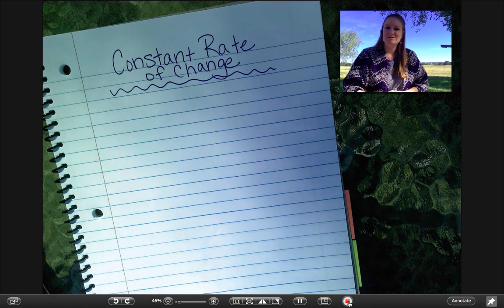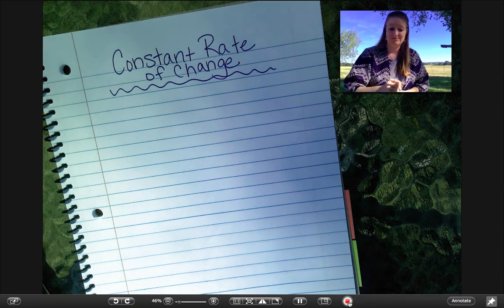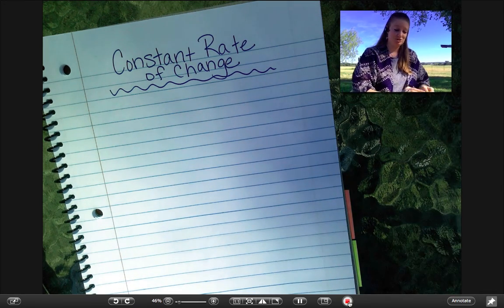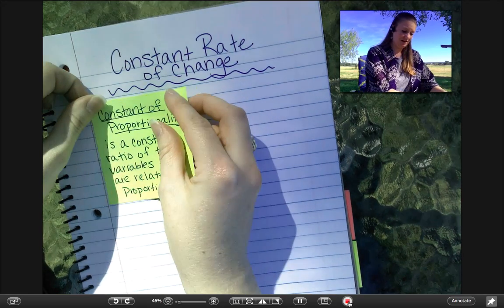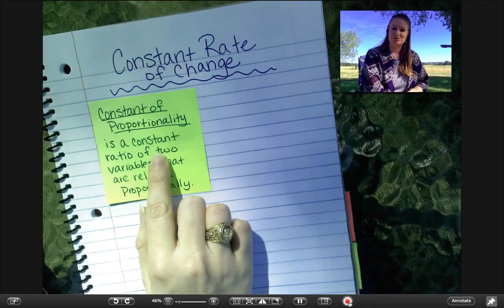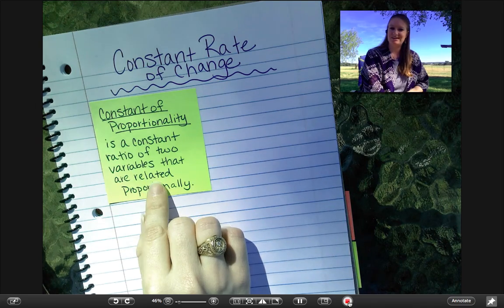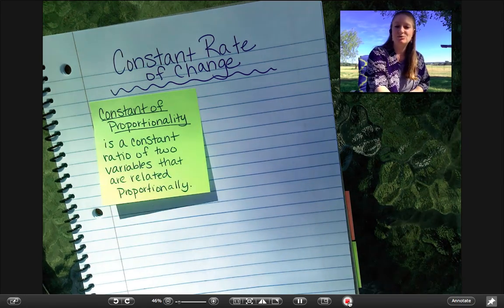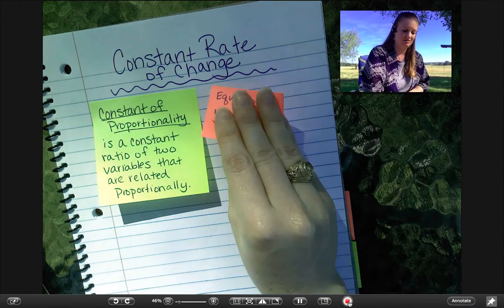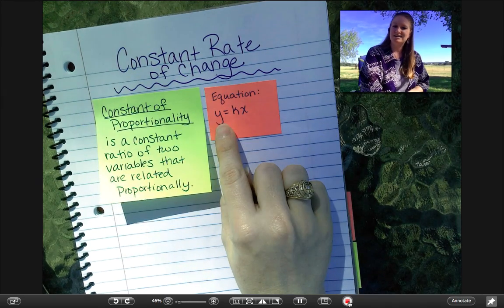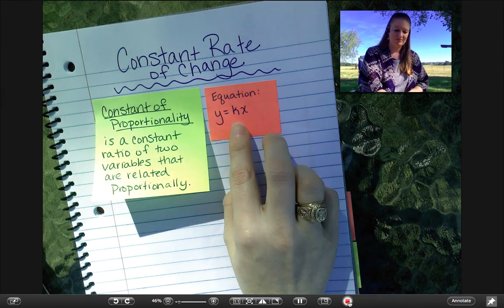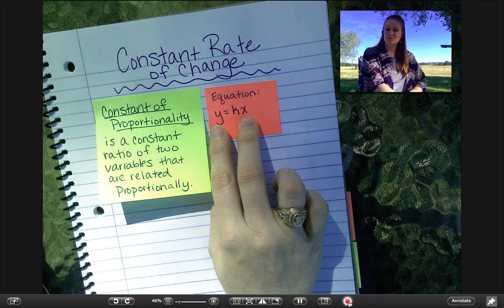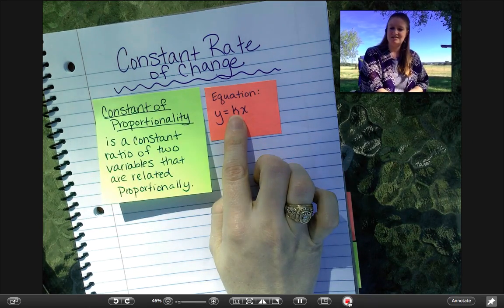Miss Tom's here. Today we're talking about constant rate of change, also heard as constant rate of proportionality. Constant rate of proportionality is a constant ratio of two variables that are related proportionally. You will see it in the equation y equals kx. Y and x are usually variables that are given to us, and k is what we are trying to figure out.